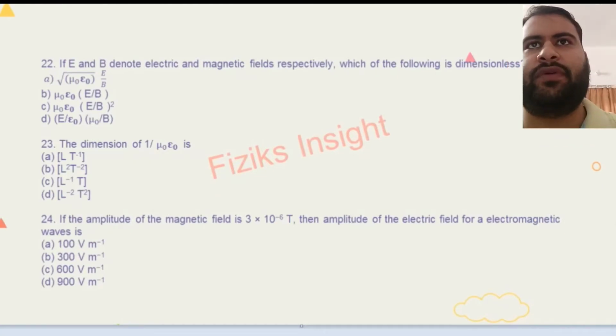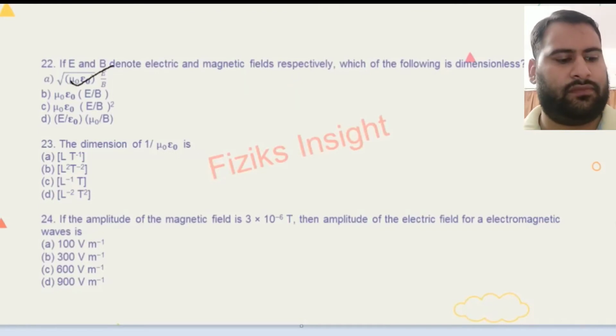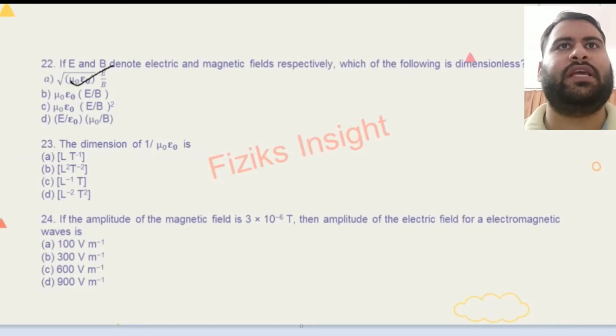Now let's proceed for the 22nd question. If E and B denote electric and magnetic field respectively, which of the following is dimensionless? C, E upon B. In the first option, E upon B represents C. Moreover, this under root mu naught epsilon naught is also equivalent to 1 upon C. So C cancels out with the C. So the option A is correct.